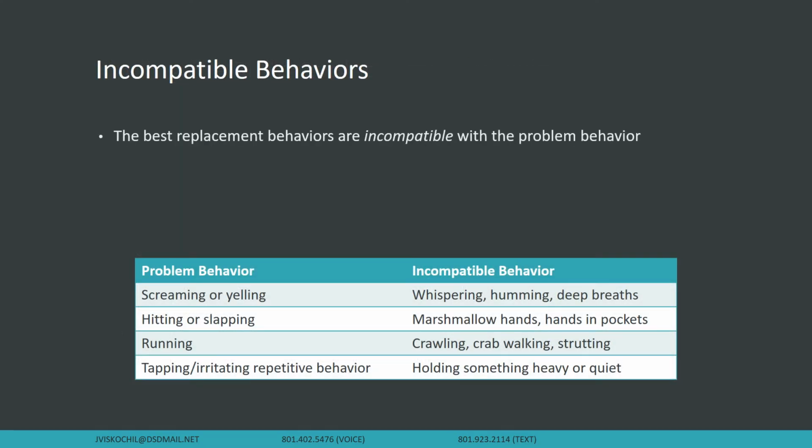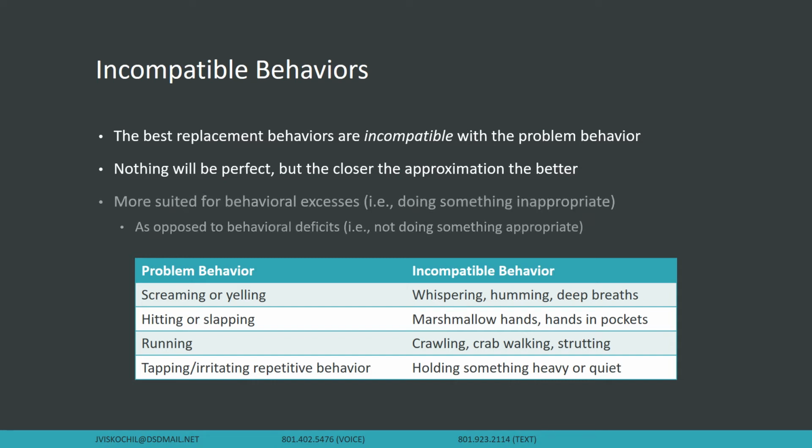So, some incompatible behaviors. The best replacement behaviors are incompatible, meaning that you can't do one and the other at the same time. It's really hard to find a perfect match, one that's going to be completely incompatible. But the closer the approximation, the better.